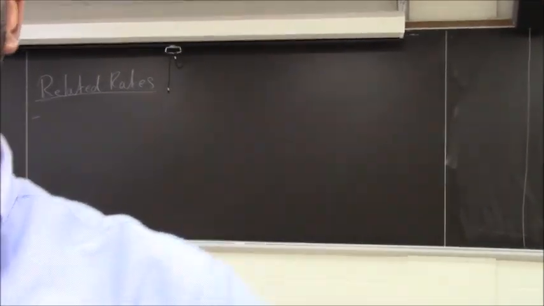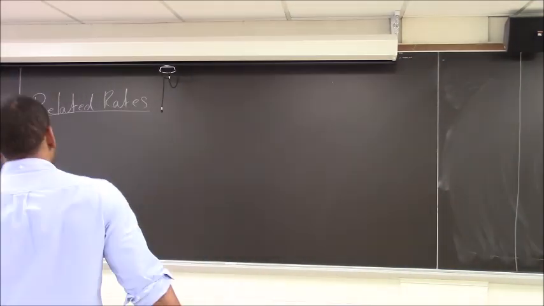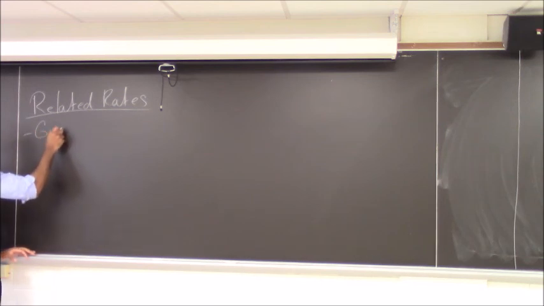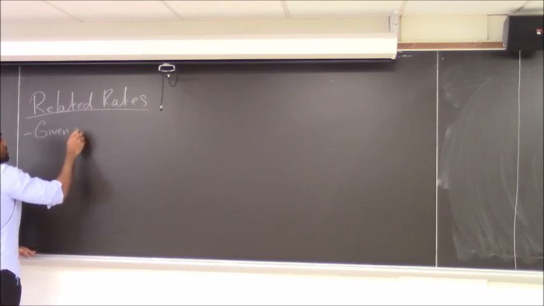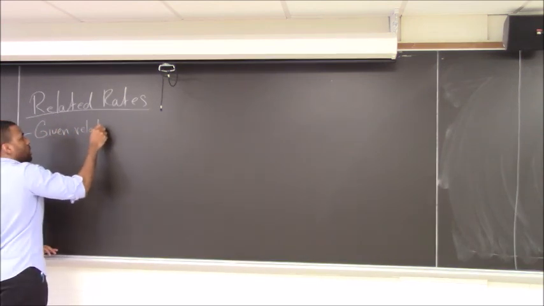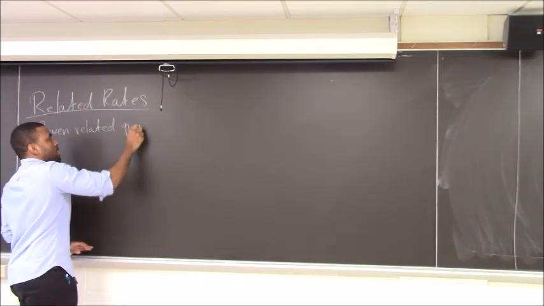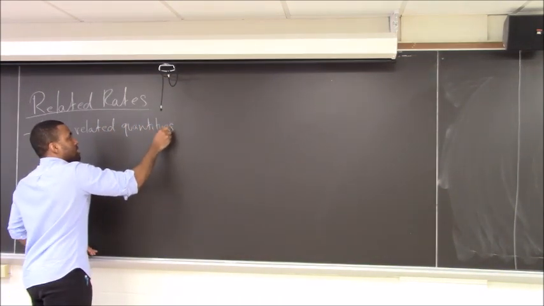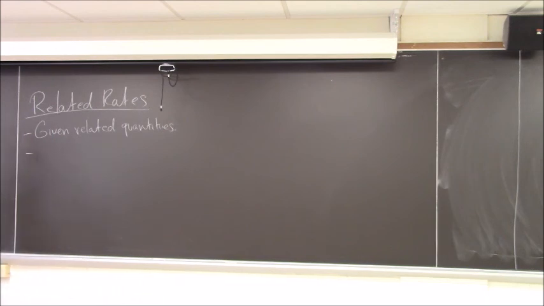As something occurs, something else occurs. That's very vague. So you're given related quantities. Right, so you're told about quantities that are related in some intimate way. And yeah, as you said, you're given rates.